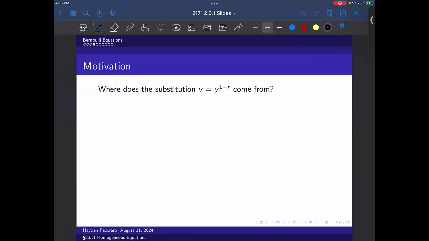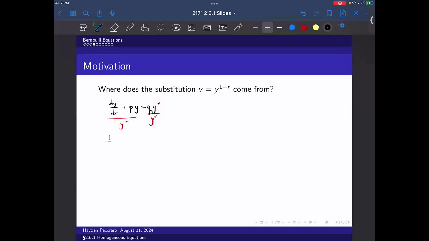So where does this substitution come from? That part I can at least tell you. So if we start with our Bernoulli equation here, dy/dx plus py equals q y to the r power. Well, I like linear equations. I like separable ones too. And it would be really nice if that y to the r wasn't there. If it wasn't, then I would have a linear equation. So what happens if I just divide it out? Well, I have to divide it on the other side.